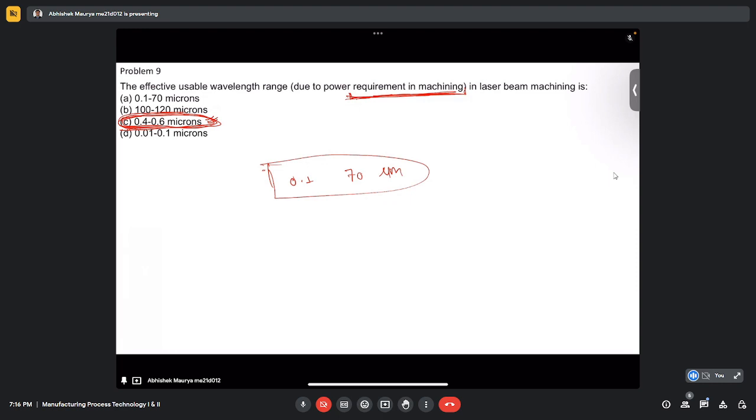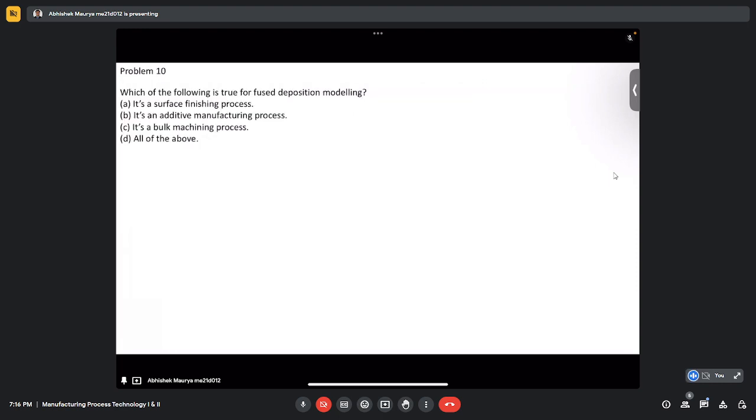Nothing more here, so let's move to the next problem. Please read the problem and you can keep your response in the chat box.